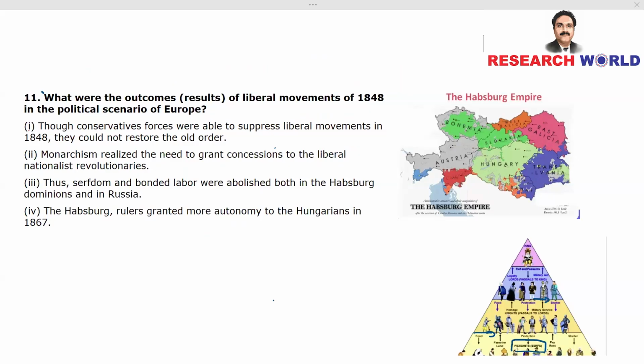Coming to the last question of Unit 3, Chapter 1, the 11th question. What were the outcomes or results of liberal movements of 1848 in the political scenario of Europe?